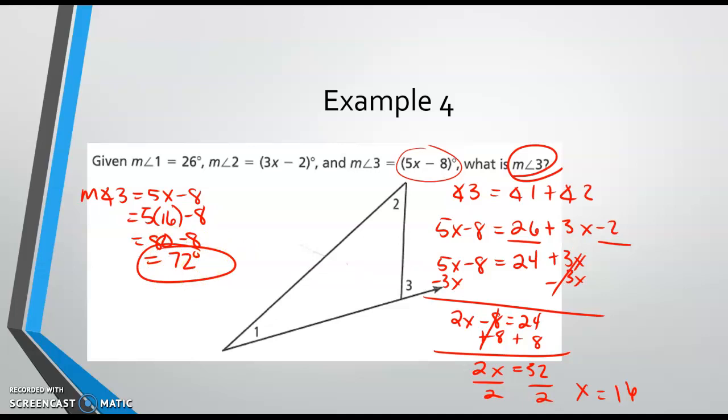So again, we have to be comfortable with our algebra skills so that we can use those to find the unknowns while we're working the geometry. Interior angles, inside plus inside plus inside equals 180. Exterior angles, outside equals inside plus inside, but those insides have to be the angles away from the exterior angle.